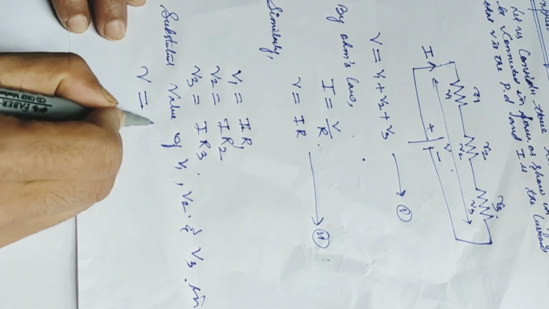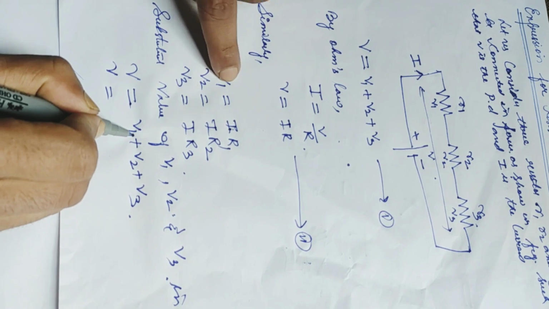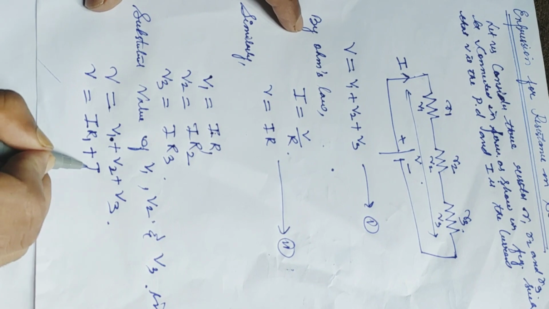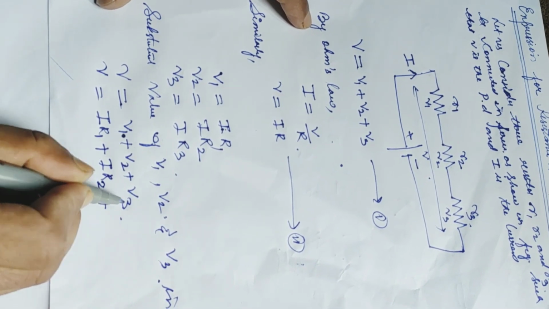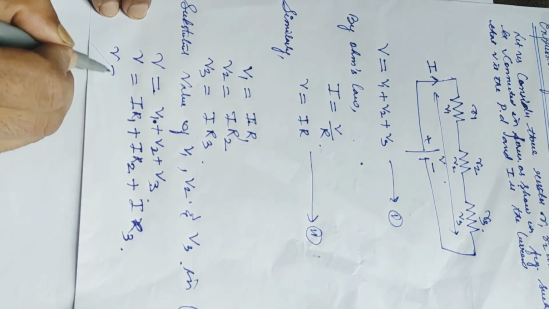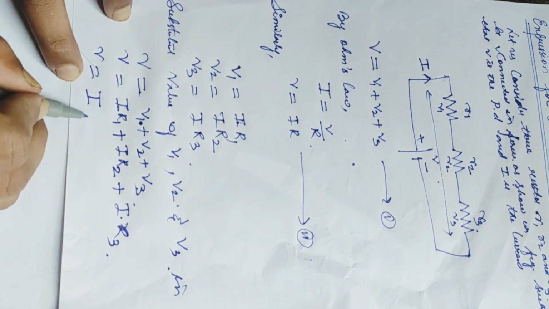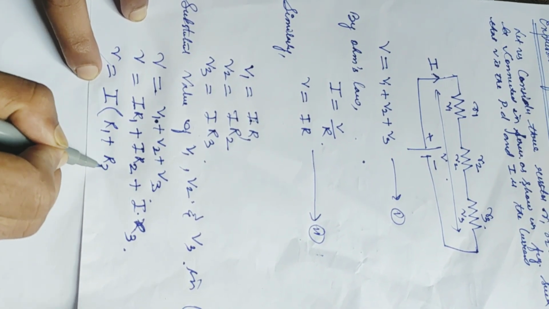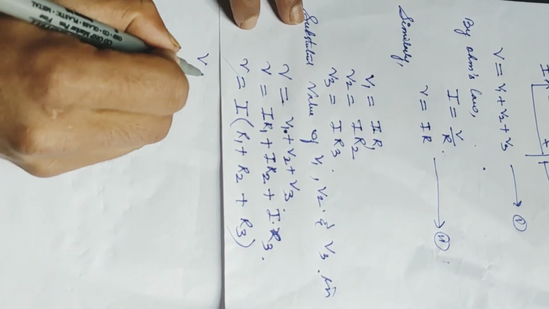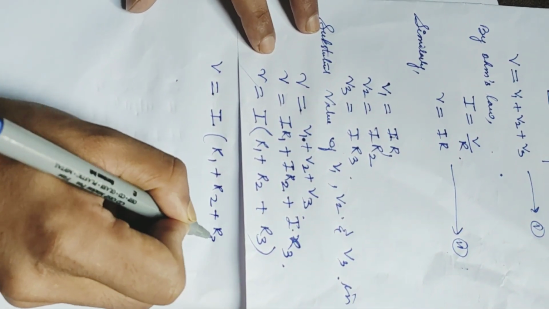So V equal to V1 plus V2 plus V3. V equal to V1. What is the value of V1? I R1. Plus what is the value of V2? I R2. Plus what is the value of V3? I R3. Alright. V equal to, you can take common. What is common here? I. That means in every place there is I. So V equal to I, R1 plus R2 plus R3.